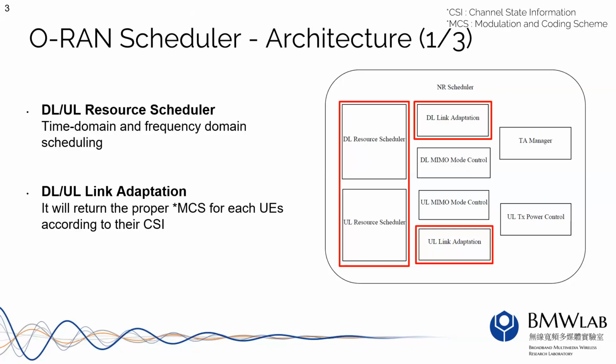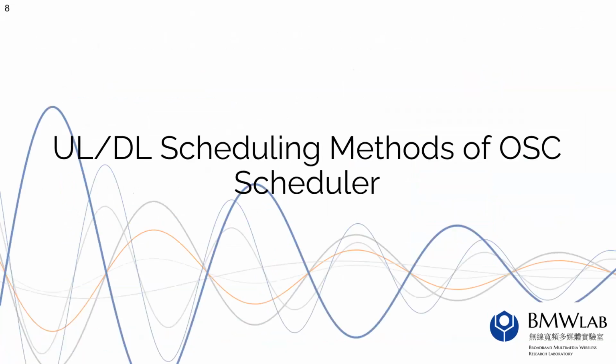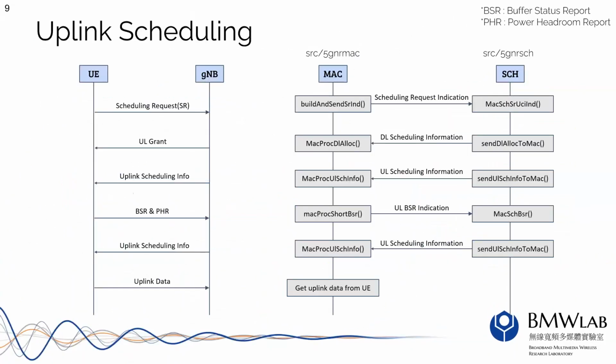Okay, does anyone have any question? Hi, Dennis. I have another question about page 9, about uplink scheduling. The scheduling request, you mean we only transmit one bit to the gNB. But how does the gNB identify this UE? And is it possible to have a collision?